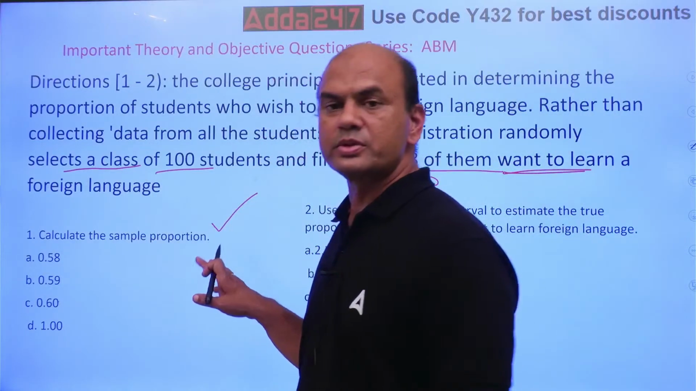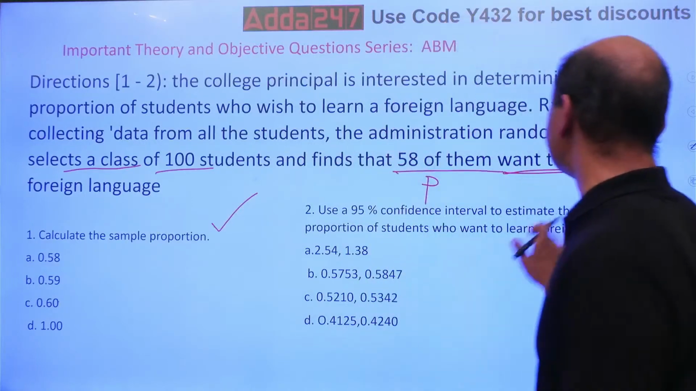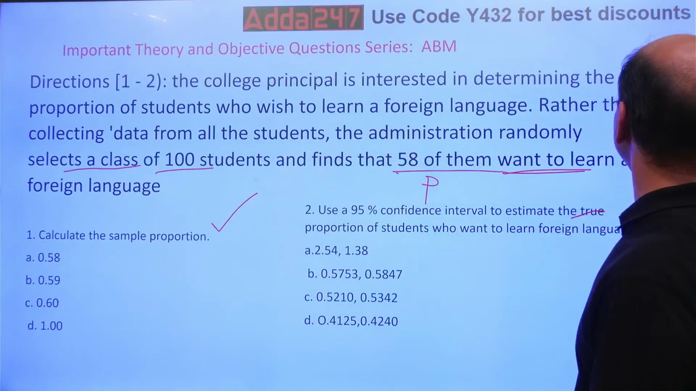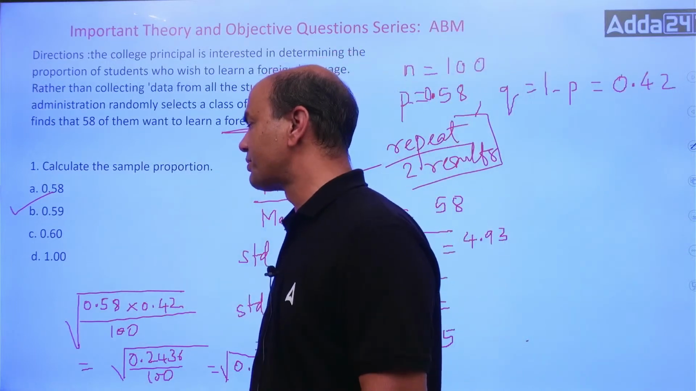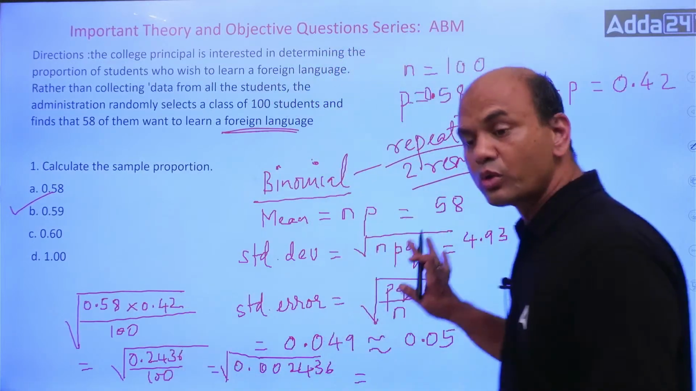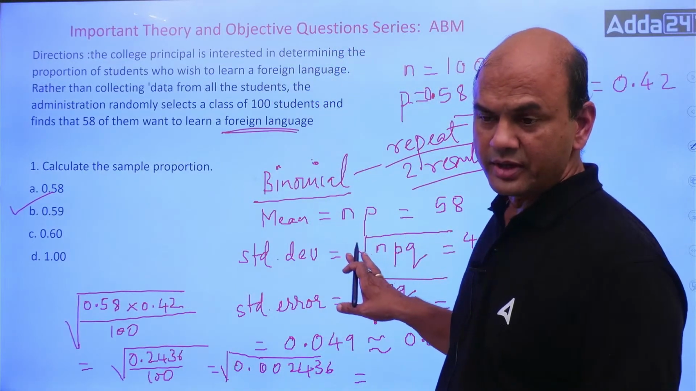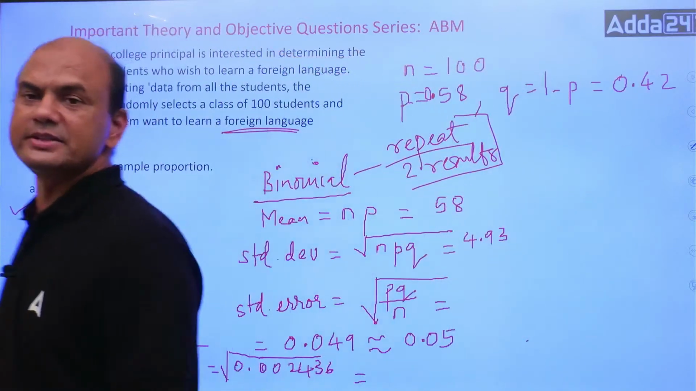Calculate the sample proportion. Easiest one, very easy. Sample proportion means simply... see this sample proportion. All these calculations, I have given as extra. Don't look at it right now. It's given as extra. Sample proportion is very simple.